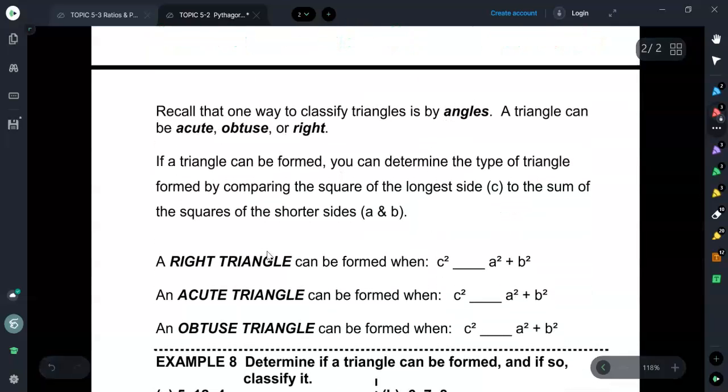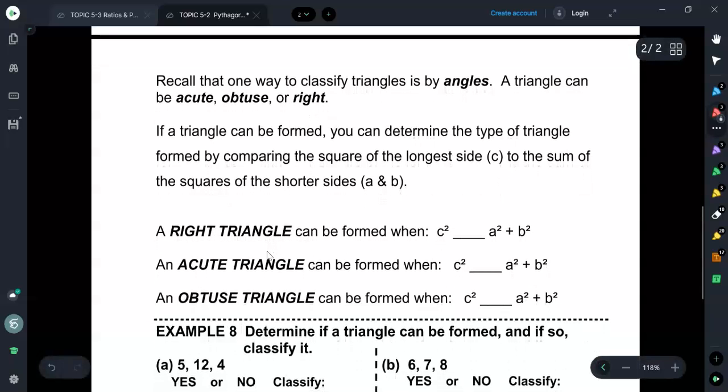We can call triangles right, acute, or obtuse. How do the Pythagorean theorem and Pythagorean triples work into this? How do they connect? Well, we can use what's called the converse of the Pythagorean theorem to determine what kind of triangle we have. First of all, you have to determine, is it a triangle, by adding the two smaller sides and making sure it's bigger than the larger one. And then we can use the converse. If you remember, a converse is taking the hypothesis and conclusion and switching it.